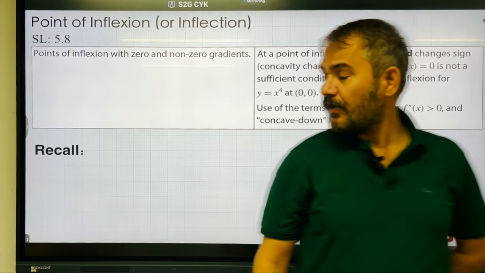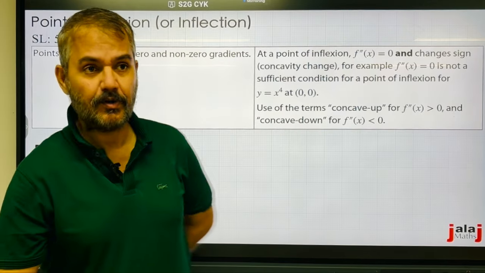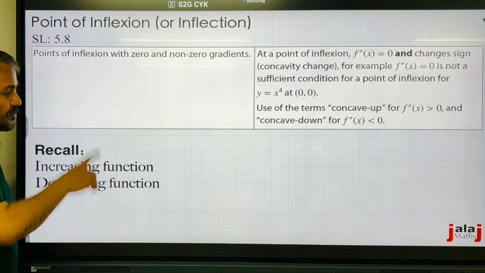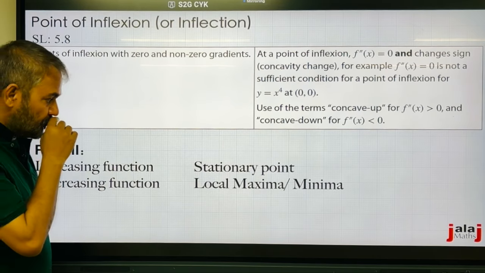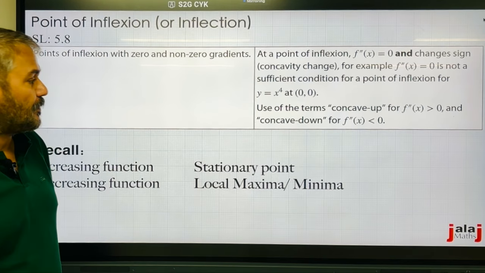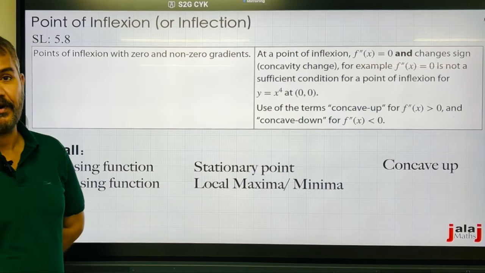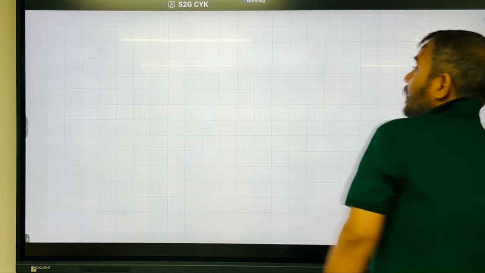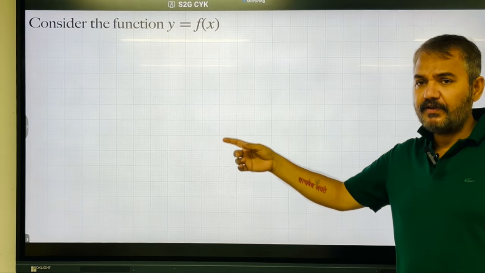Before we start with point of inflection, I would like you all to recall a few important concepts like what is an increasing function, what is a decreasing function, what is a stationary point, local maximum, local minimum, and also what is concavity, concave up and concave down. So let's get started. Let's explore all these things with the help of this curve.